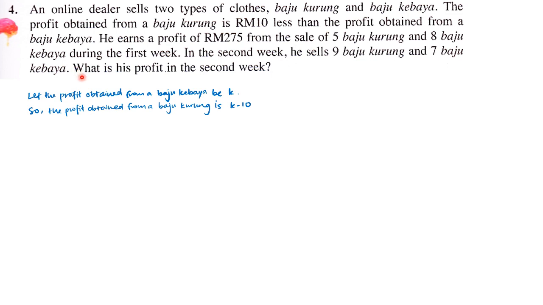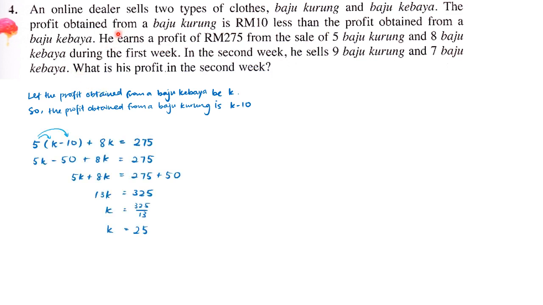Okay, so he earns a profit of 275 from 5 kurung and 8 kebaya. So can we form an equation here? We can. So 5 of baju kurung, which is K minus 10, plus 8 of the profit of the baju kebaya, which is K, equals 275. Yep, this is a linear equation with one variable. So the distributive law, then we get this. We gather the like terms together, so we add 50 on both sides. 13K equals 325, shift it over, then you get K equals 25.